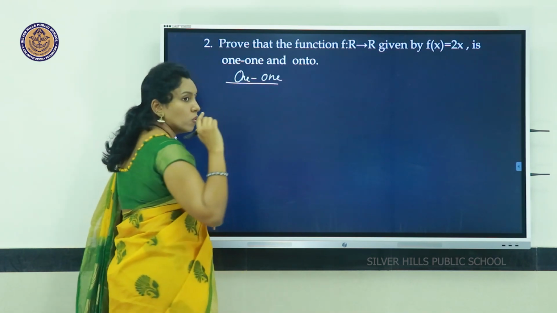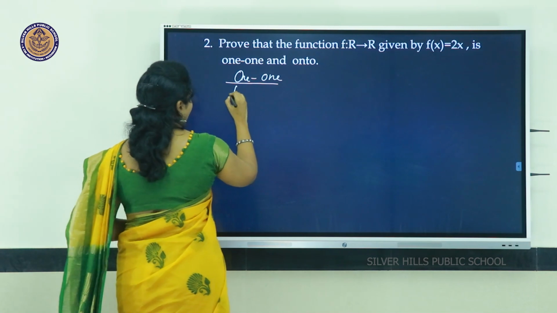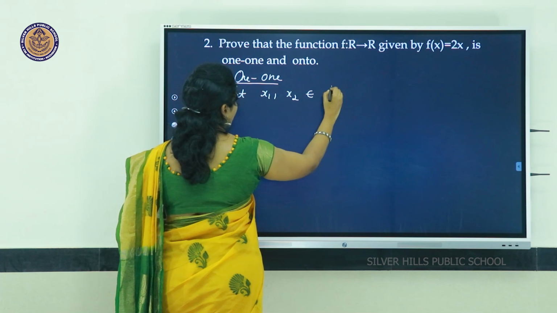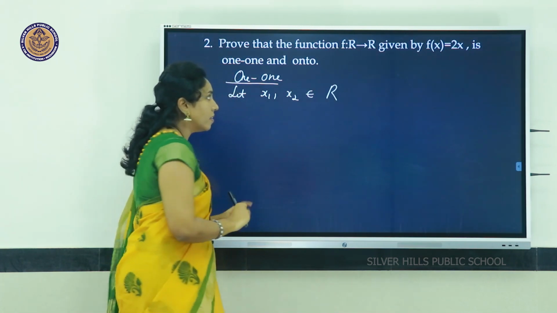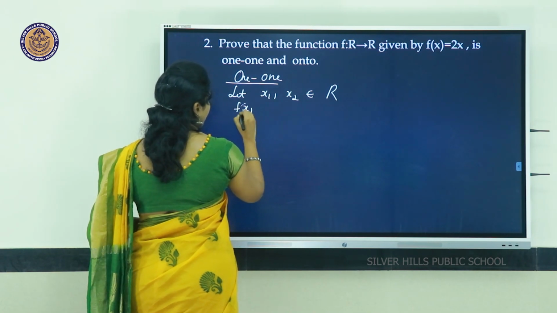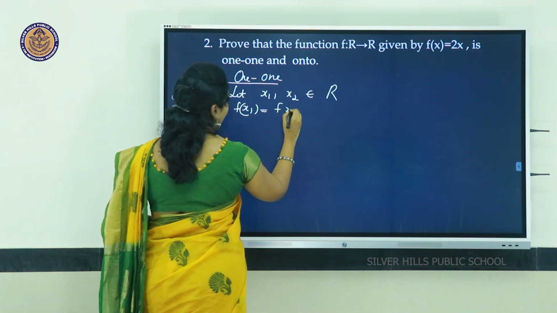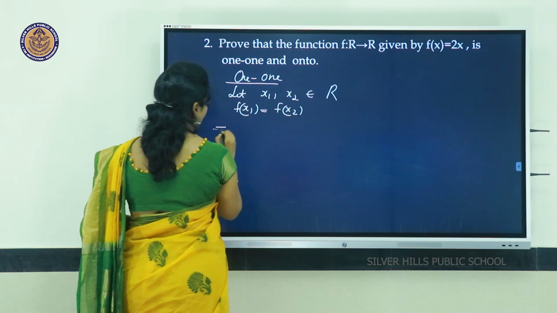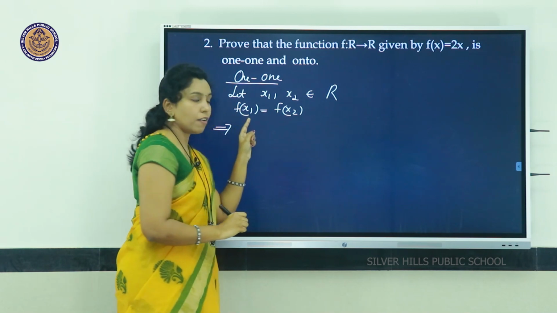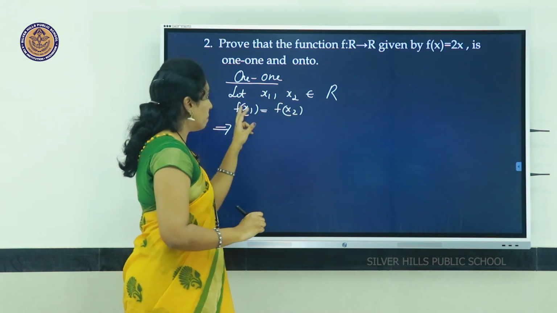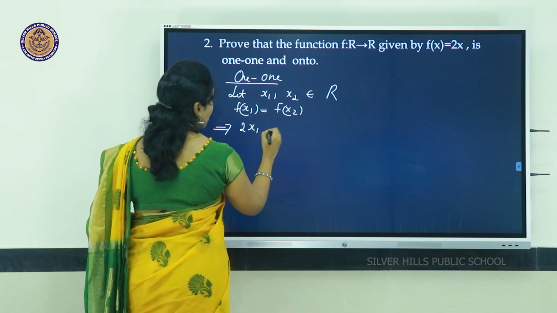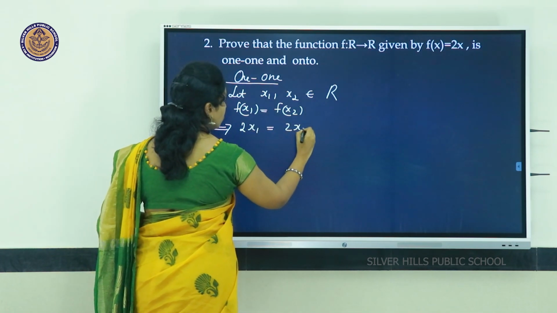We will have to take 2 members in the first set. So, let x1, x2 belong to R, and which R is that? The first set. So, f of x1 equal to f of x2 implies, f of x is 2x. So, what do you mean by f of x1? X is replaced by x1. So, I get 2x1 is equal to 2x2.